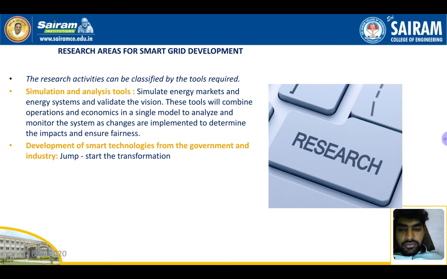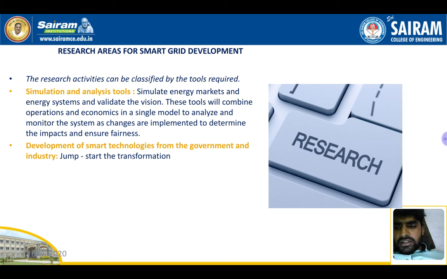Simulation and analysis tools. For every research area or research subject, we need simulations. I mean, a step by step process and a step by step procedure we have to follow, right? So analysis tools we want. Different types of tools will be there to analyze and to solve the problems, and a proper procedure is needed, right? So that's the analysis tools.